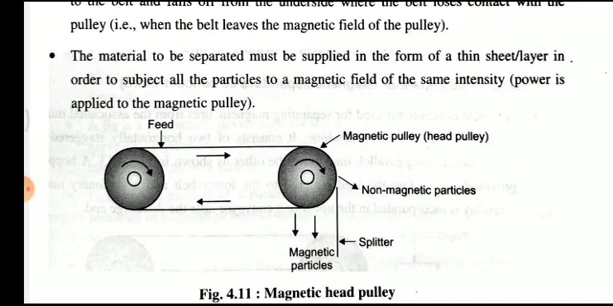The magnetic head pulley is the heavy pulley in which the magnetic field occurs on the pulley, and then non-magnetic particles are separated at the splitter, and magnetic particles are separated at the bottom. And at the top of the belt, it just puts down the materials.